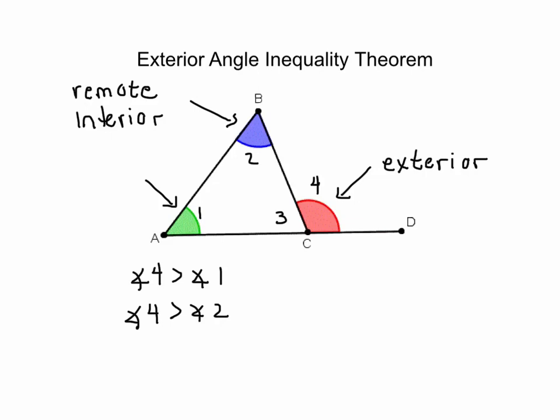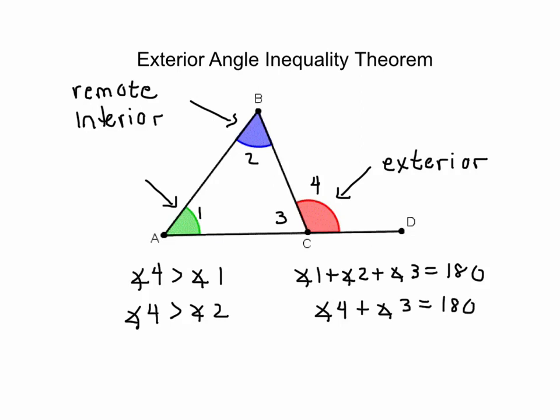First of all, we know that 1 and 2 and 3 all add up to 180 degrees. And we also know that angle 4 plus angle 3 add up to 180 degrees because they're a linear pair. Now, look at these two equations. We have this one and that one.